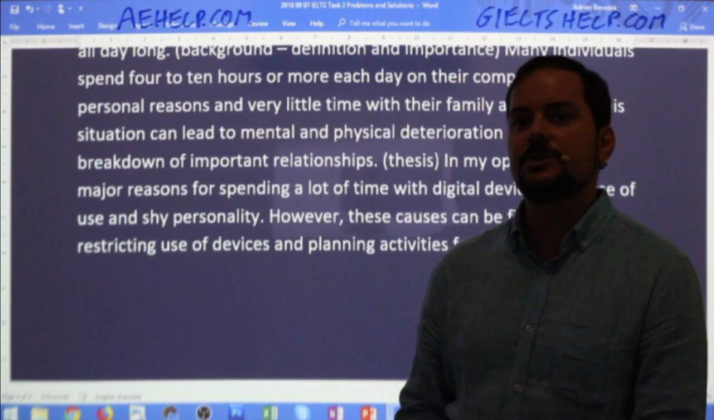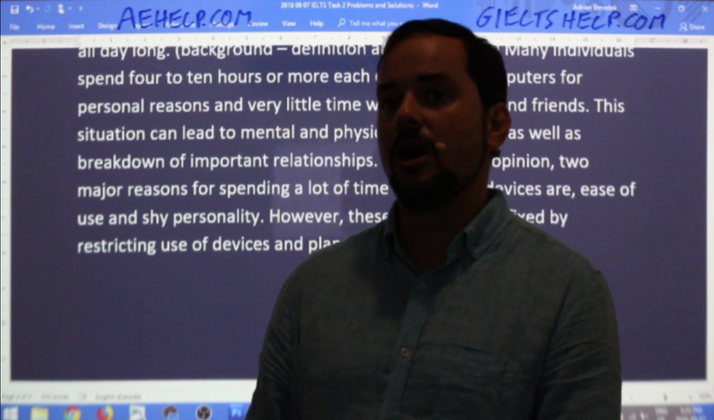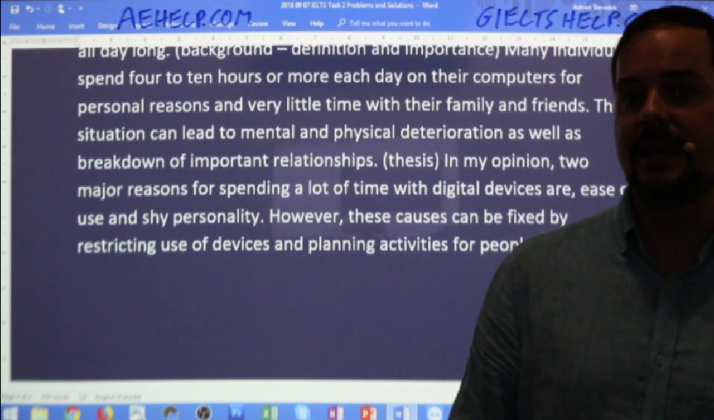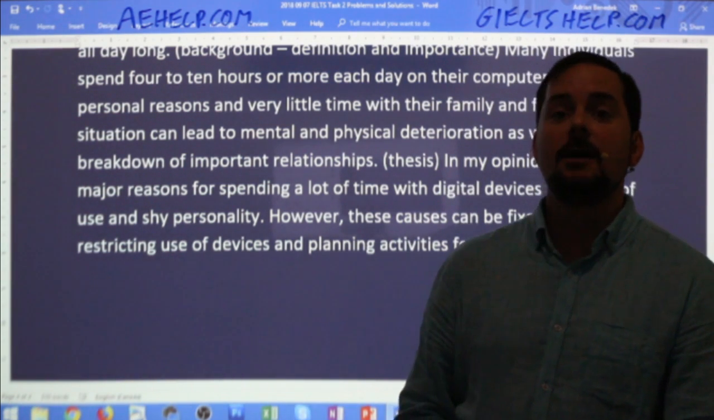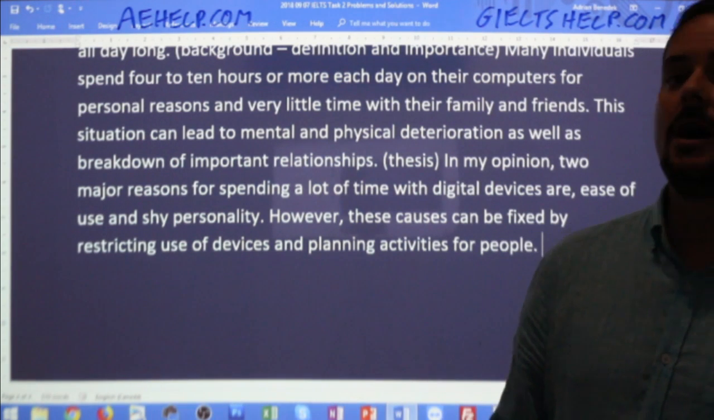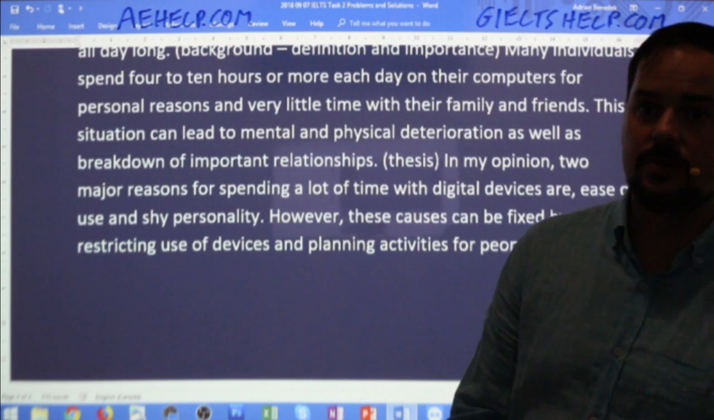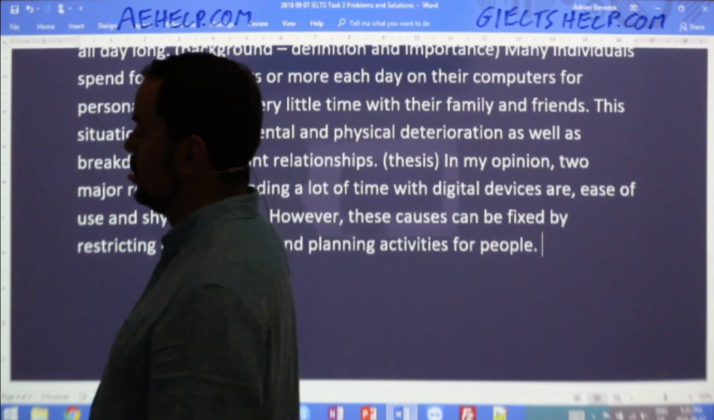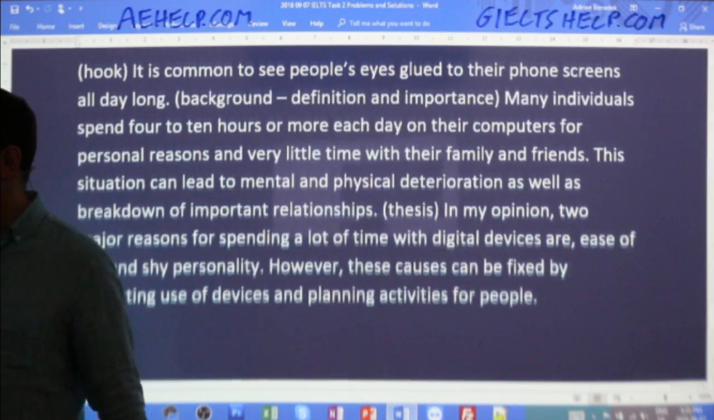Naveen says, in this regard, I believe restricting the usage of devices by parents and interacting more often than not with family would probably help to overcome the consequences of computer addiction. Yeah, Naveen, that's good. Again, remember, you got to talk about the causes as well as the solutions, right? So good job there. All right, so let's look at this introductory paragraph.